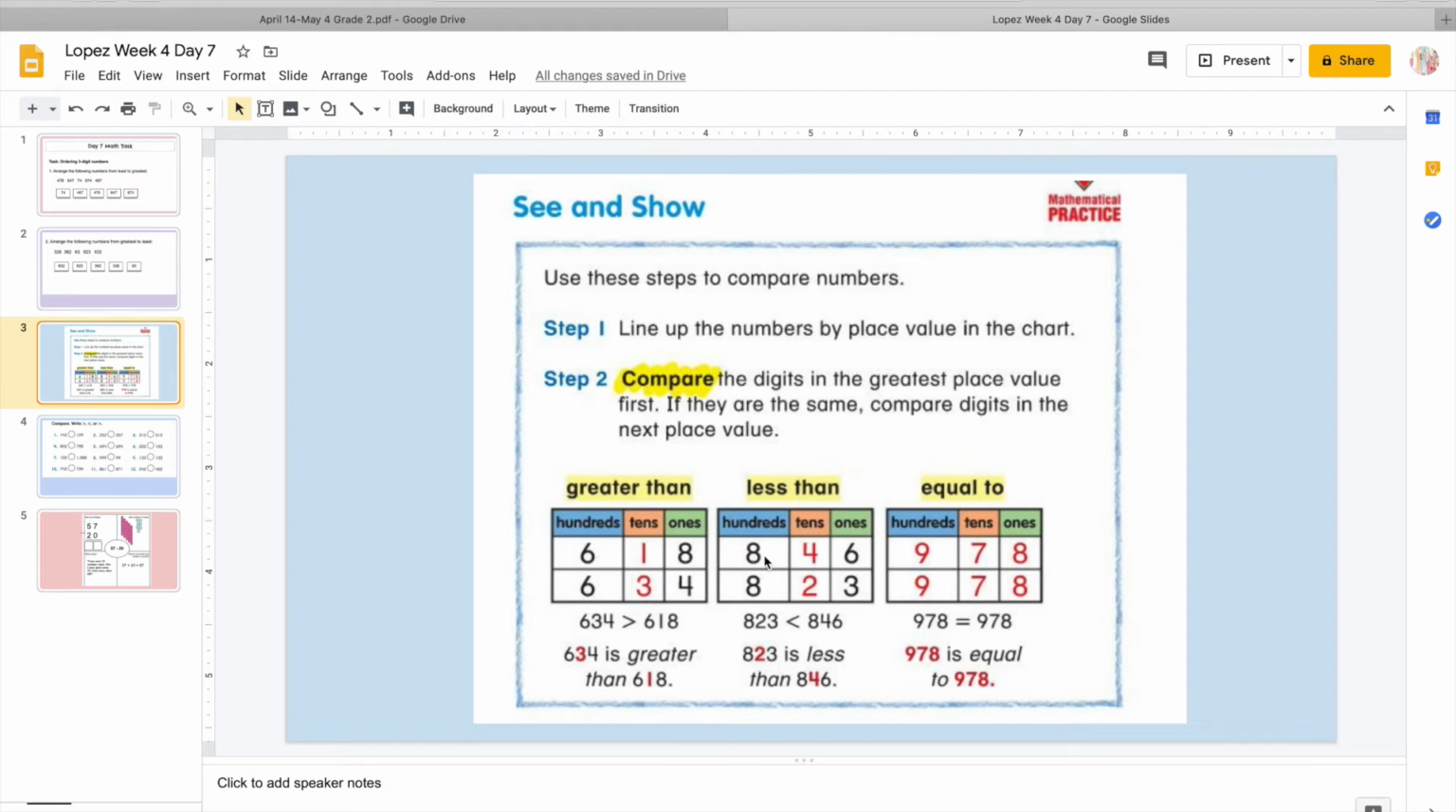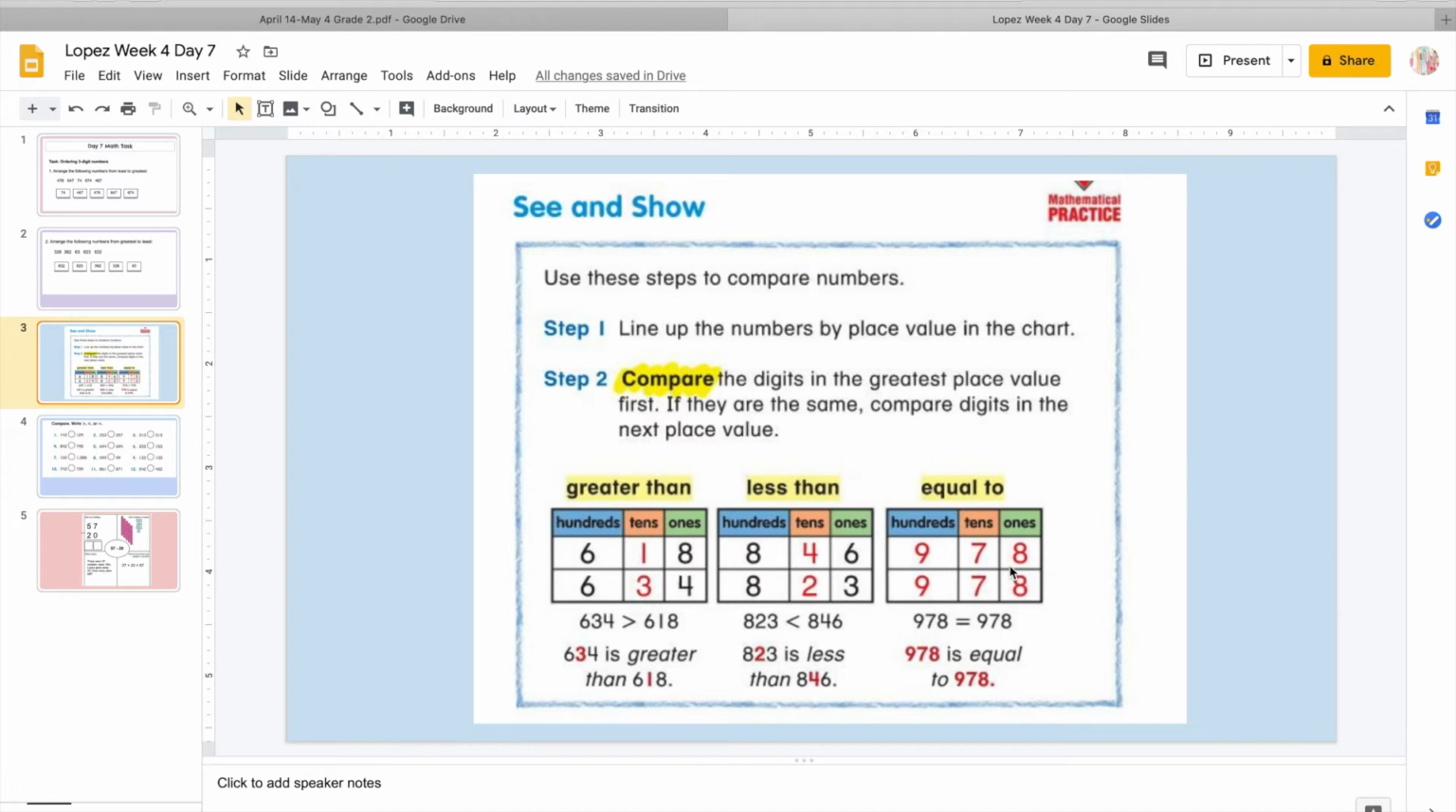An example of less than, here we have 846 and 823. These are lined up based on their place value. Again, the hundreds column is the same, so we need to move next door to compare the numbers in the tens column, and we see that 2 is less than 4, so 823 is less than 846. And again, that less than symbol, the pointy end is going to point to the lowest number, the number that has the less value.